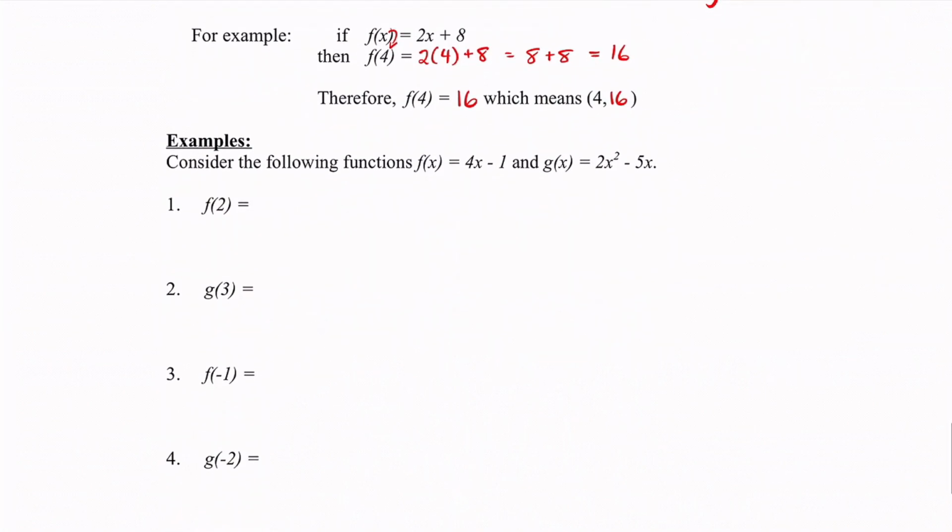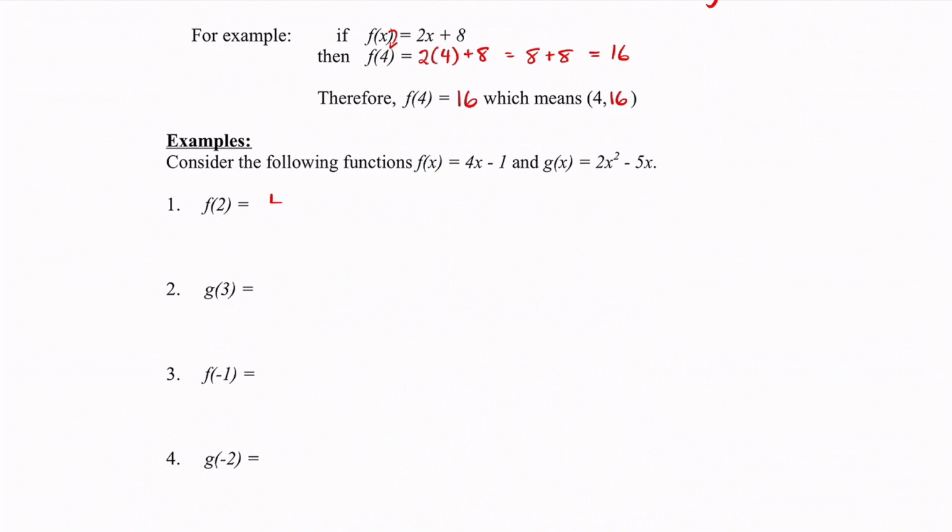It says consider the following functions. We're given the function f of x equal to 4 times x minus 1, and a second function, g of x equal to 2x squared minus 5x. The first thing we're going to calculate is f of 2. We have to use the first one because this one has f.